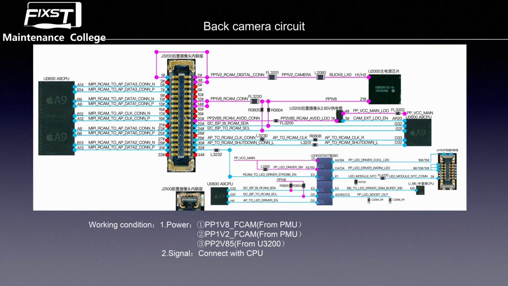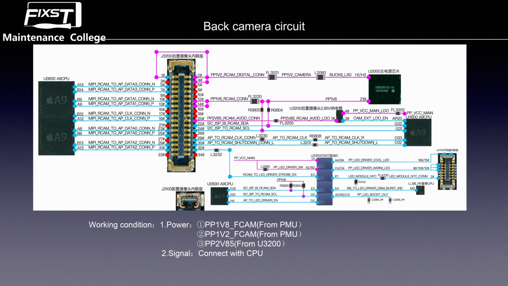Now we are talking about the back camera circuit. For example, the iPhone 6s has a back camera with 12 million pixels. And as we know, the working condition of the camera has 2 parts. One is power and the second is signal. The first power is 1.8 power and the second is 1.2 voltage. These 2 powers are all from the PMU. But the difference is the 2.85 voltage, this is from the U3200, the camera power IC.